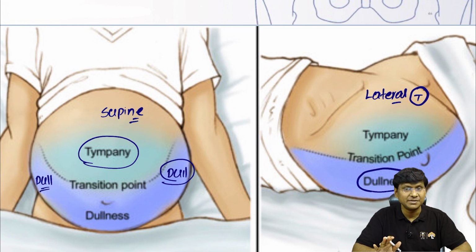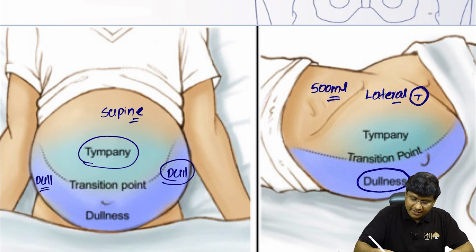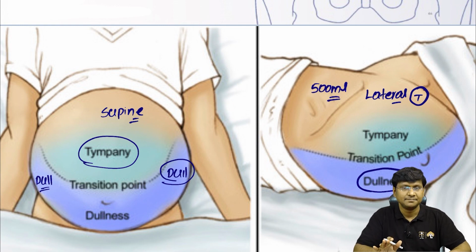This is nothing but your shifting dullness, and the shifting dullness will be positive when the quantity of the fluid in the peritoneal cavity is around 500 ml, right?